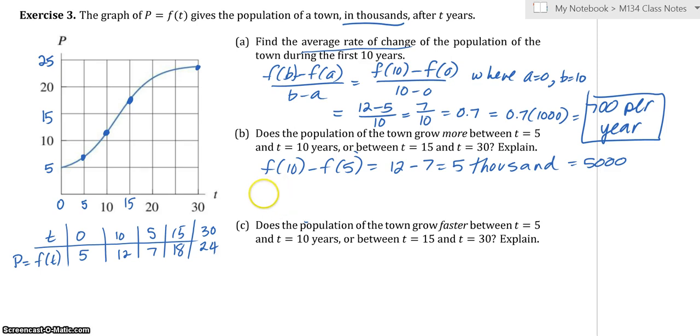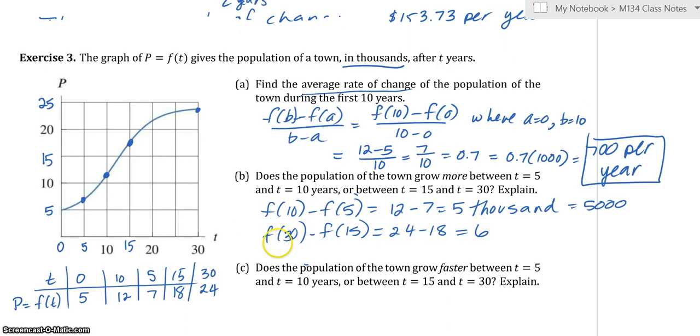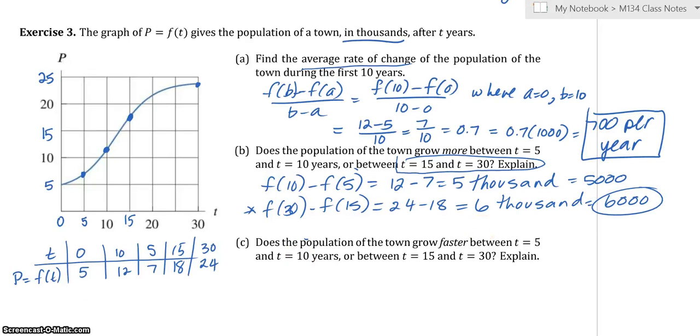Doing the same thing from 15 to 30: F of 30 minus F of 15, which is 24 minus 18, or 6,000. So it looks like the answer is 15 to 30. It grew more between 15 and 30 years than it did between 5 and 10. Part C is asking, and by the way, here's my explanation.